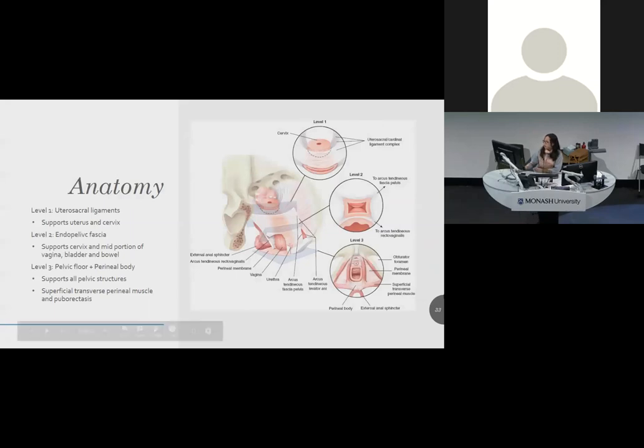So it is here and it supports that way, like to the sides. And basically this supports the cervix, the mid portion of the vagina, the bladder and the bowel. Your level three support is your pelvic floor and your perineal body. So it supports all your pelvic structures and includes the important superficial transverse perineal muscle and puborectalis. They love asking questions about this in your VIA, especially because it does cover your year one and two stuff as well as women's stuff. So I know it sucks, but remember your pelvic floor.